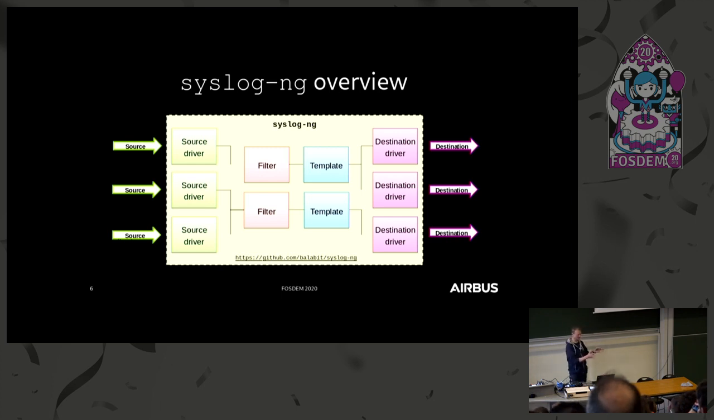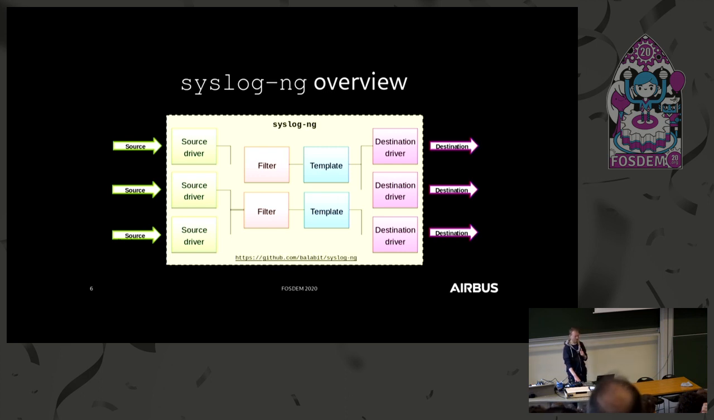So let's say you get a message in from a database and you want to reformat that message for the output, let's say to a website or whatever, then you can use the template mechanism to rewrite that message. And then you write it to the destination, and the destination can also be everything that you can think of. It may be a database, maybe a flat file, maybe another log relay, another syslog instance whatsoever. So you can create cascades of syslog-ng instances like this.